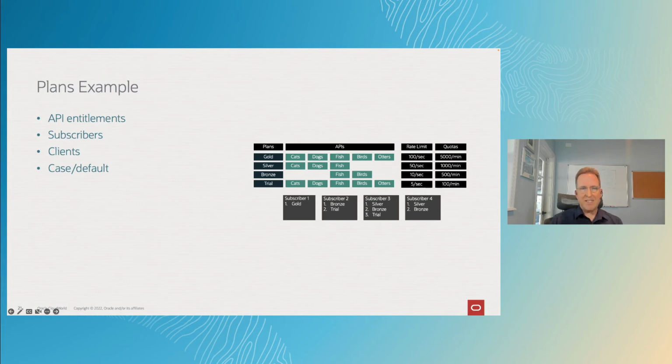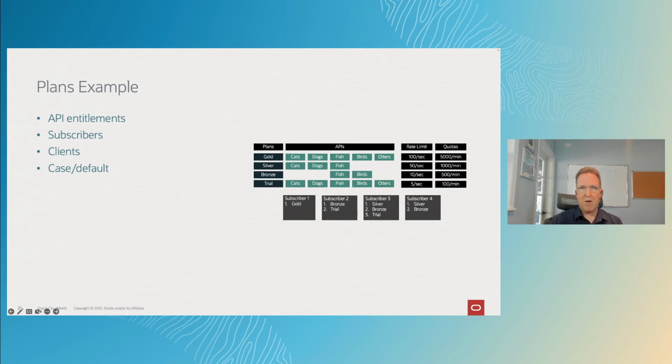So let's go ahead and go into an example. Let's say we have subscriber 1 that is subscribed to the gold plan. If they call any one of the APIs, cats, dogs, fish, birds, or otters, and we'll just say otters, they can execute that. And of course, their limits are 100 per second, 5,000 per minute. That's across all APIs, so that's the quota that's being used for that client. If I look at subscriber number 2, however, if I tried to call otters, otters is not in the bronze plan, but it is in the trial plan.